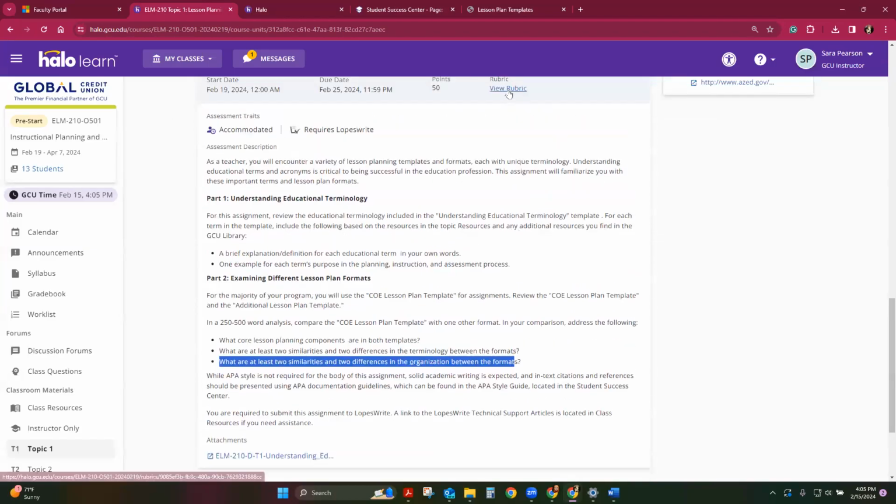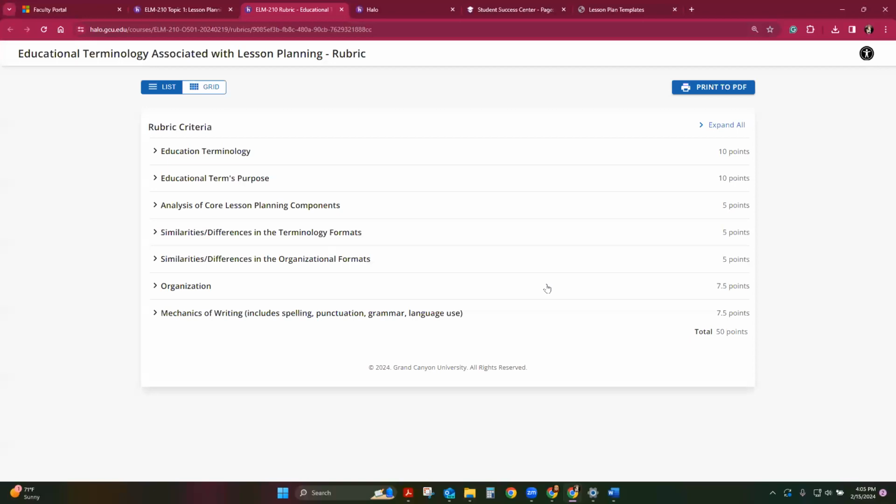As always, you need to view your rubric before turning in your assignment so you can see exactly how you're going to be graded and what I'm going to be looking for. On this assignment, it does not require APA, but if you want to use APA to support any of your terminology, that's always nice to see that you're citing your references. Please make sure you review this before submitting and then let me know if you have any questions.